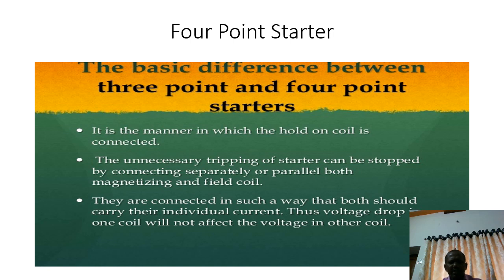The unnecessary tripping of starters can be stopped by connecting the magnetizing coil and field coil separately, in parallel. They are connected in such a way that both carry their individual currents. The voltage drop on one coil will not affect the voltage in the other coil.